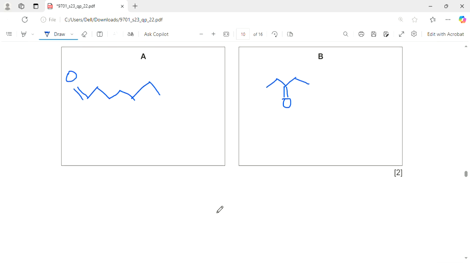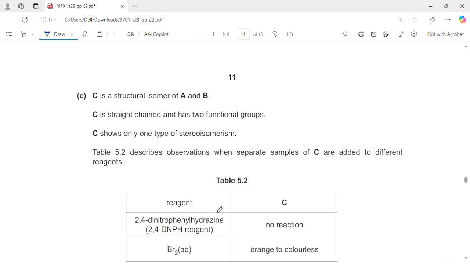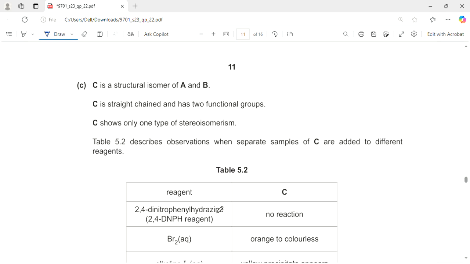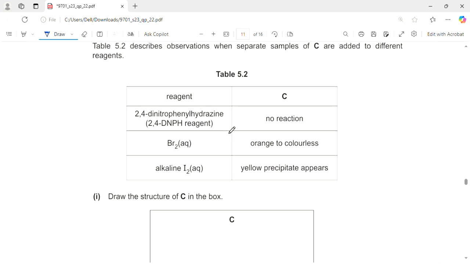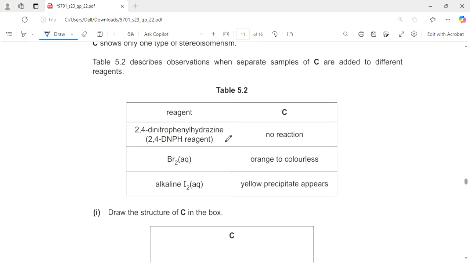Move to the next part. Now part C is a structural isomer of A and B. C is a straight chain and has two functional groups. C shows only one type of stereoisomerism. Table 5.2 describes observations when separate samples of C are added to the different reagents. C has no reaction with 2,4-dinitrophenylhydrazine, so it does not contain a carbonyl group.